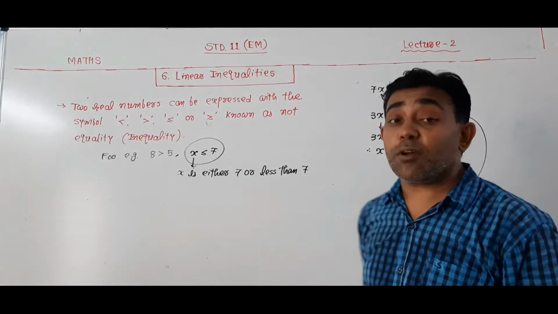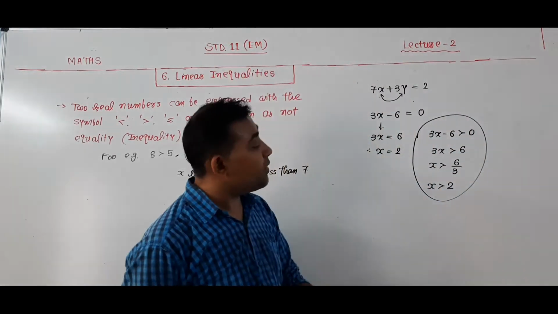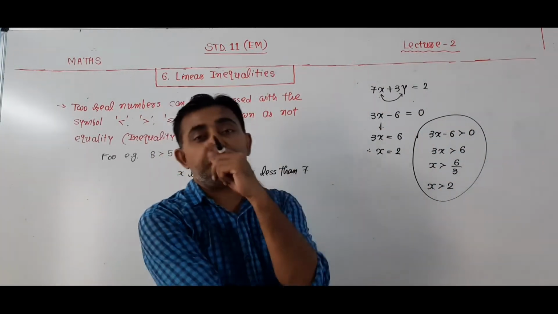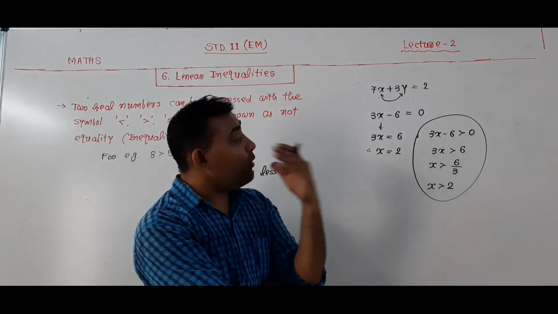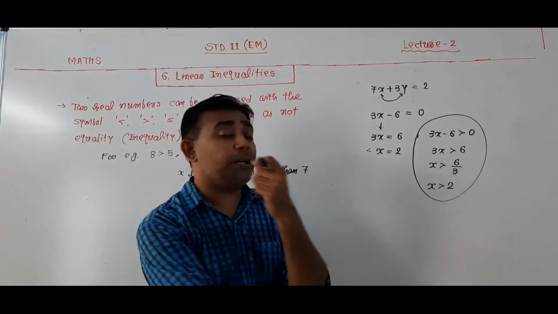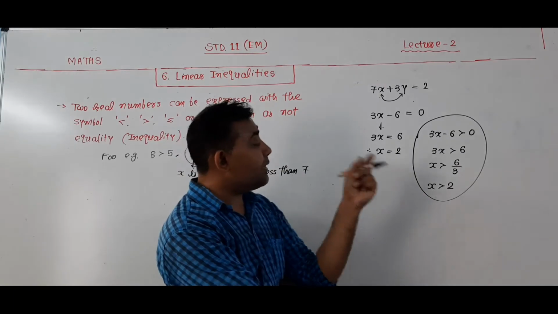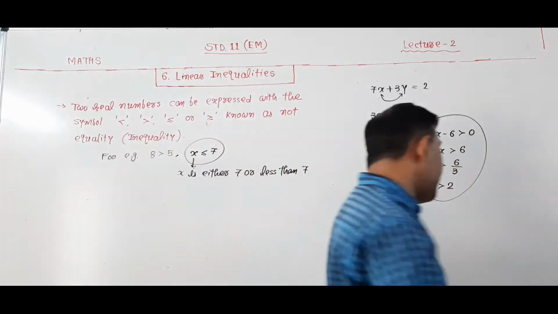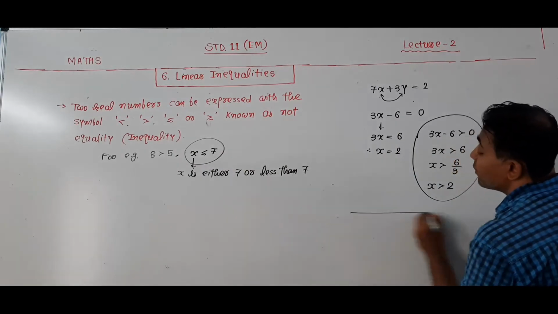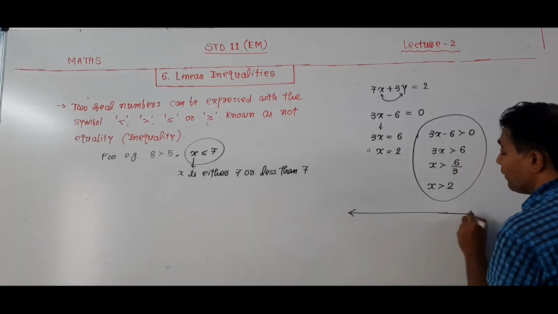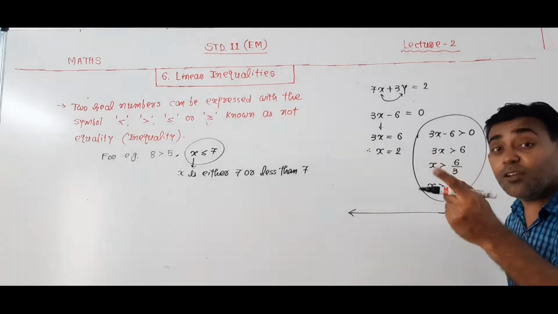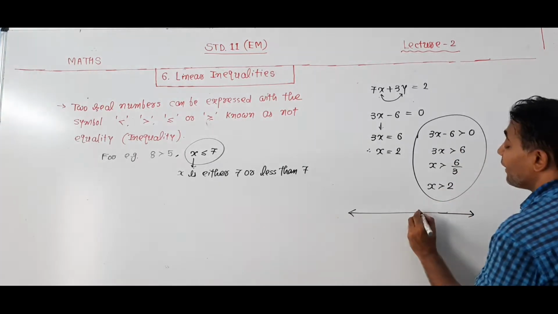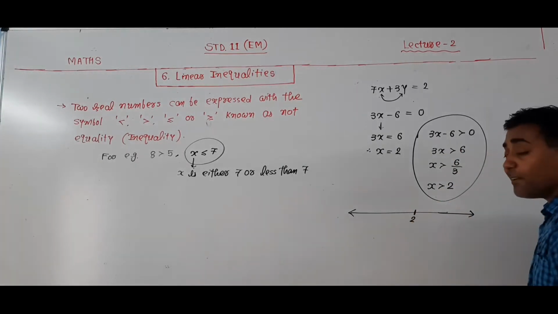Now the question arises in your mind: what is the solution? It means when we solve with the help of this mathematical calculation, we get the result x is greater than 2. But what is the meaning of this x greater than 2? It's very easy. We can derive it on the number line. That's why in the previous lecture we learned about the number line. x is greater than 2 means 2 is here somewhere.